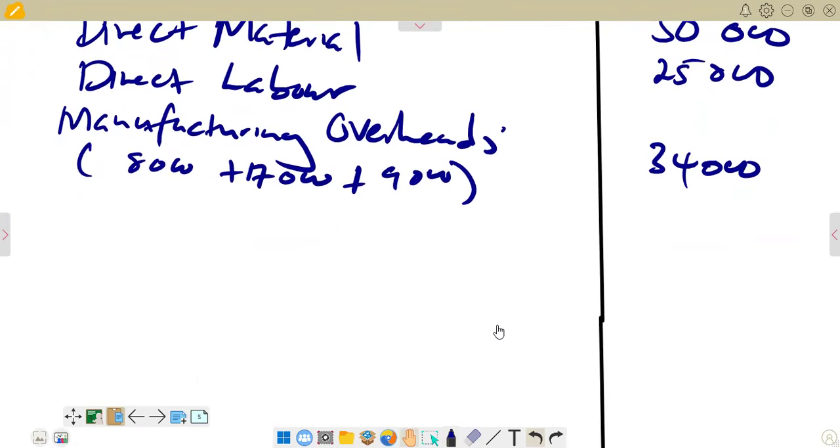After manufacturing overheads, we are going to get the total production costs. This is now representing the production cost. If you add the total, we are saying 35,000 plus 50,000 plus 25,000 plus 34,000, we are supposed to get 144,000. And this is the total production cost.